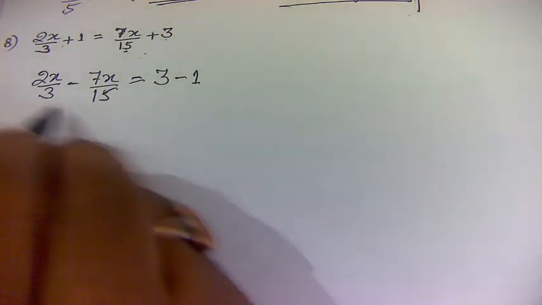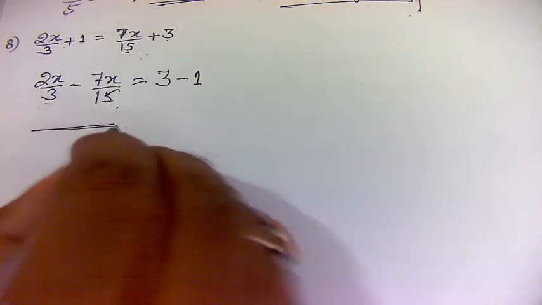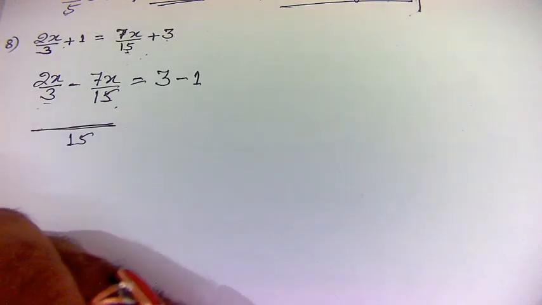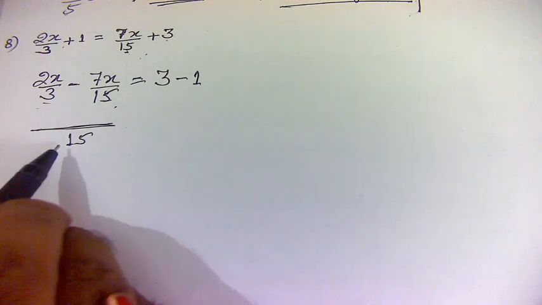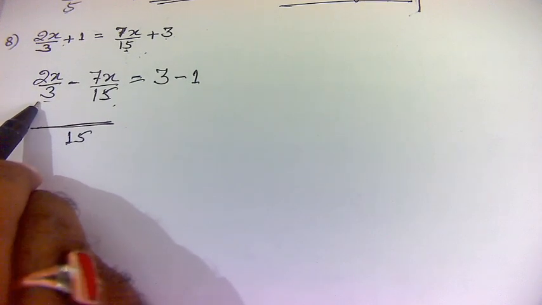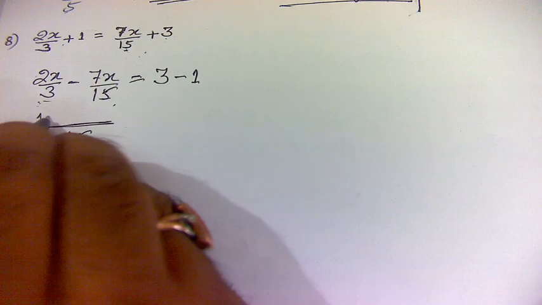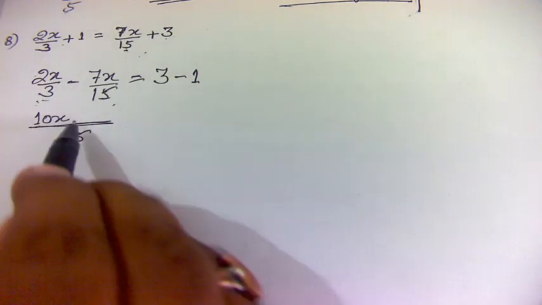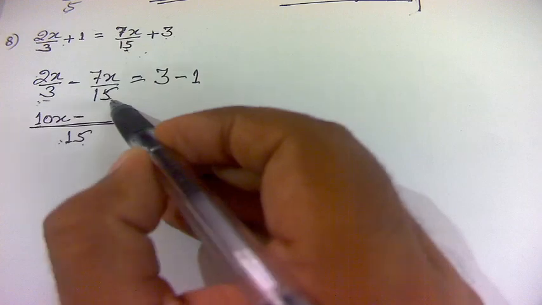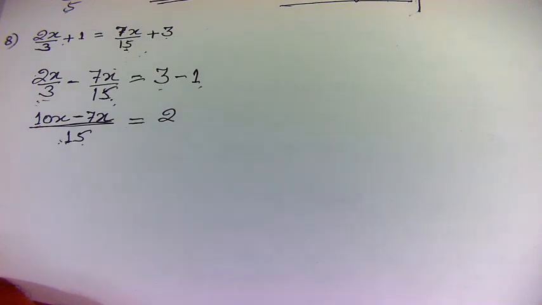Now simplify it. Here take the LCM. 3 and 15, the LCM taken will be 15. LCM of 3 and 15 is 15. Now 15 when you divide by 3, how many times? 5 times. 3 5s are 15. So 5 when you multiply by 2, it is 10x, minus 15 when divided by 15, it is 1, and 1 multiplies 7x gives you 7x. So equals to 3 minus 1, it's 2.